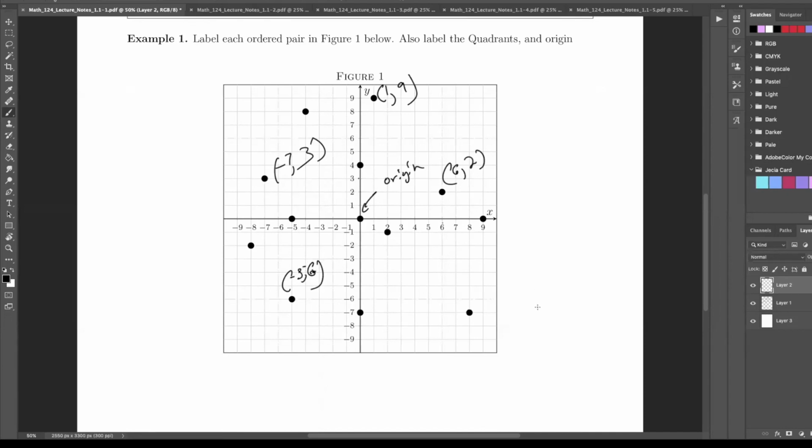Okay. And so we're going to label the quadrants. This is the first quadrant. This is the second quadrant. This is the third quadrant. And this is the fourth quadrant. We use Roman numerals, so it'll be 1, 2, 3, and 4. This is 4 in Roman numerals. So that's just the basics of this.